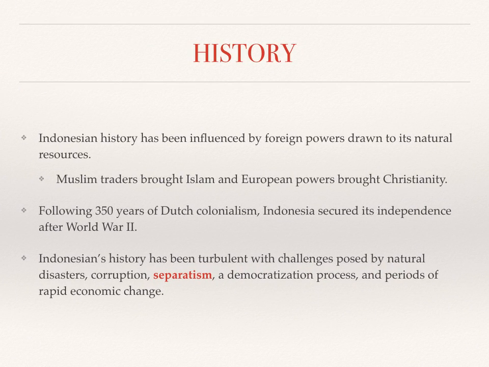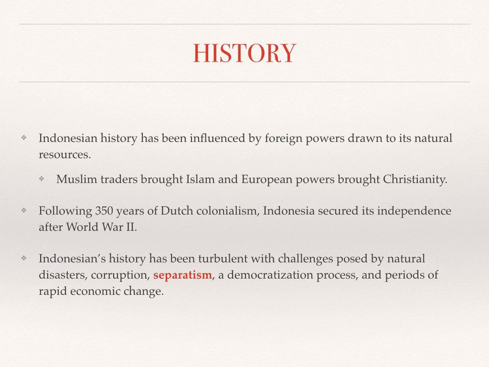History. Indonesian history, it's been influenced by foreign powers that have been drawn there because of its natural resources. It was Muslim traders that brought Islam, and then the Europeans, they brought Christianity with them. Eventually, they were colonized by the Dutch, people of the Netherlands. And then eventually they secured their independence, Indonesia did, after World War II.